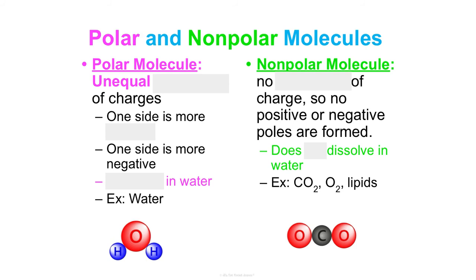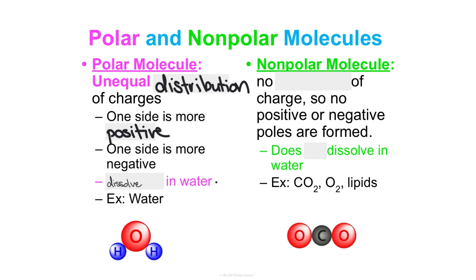When you hear the word polar, I want you to think of the actual North Pole and South Pole, and that'll probably help you on this idea. So polar molecules are ones that have unequal distribution of charges. So literally, one side is more positive and one side is more negative. Because of this, they will dissolve in water. So an example is water itself.